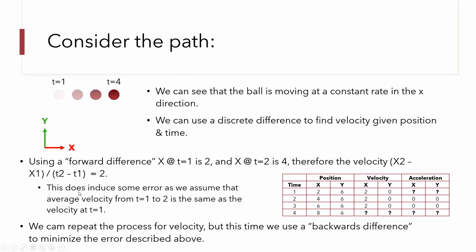It's important to note that this doesn't actually give us the true instantaneous velocity. This is a discrete forward difference. So what we're doing is we're getting the average velocity from time 1 to time 2, and then we're treating that average velocity from time 1 to time 2 as the velocity at time 2.